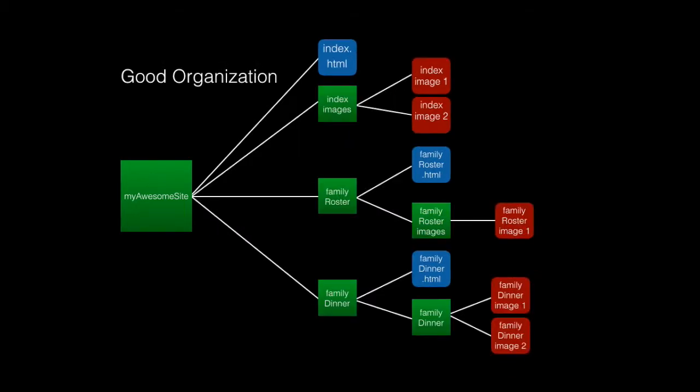So if we take a look at an example of good organization, we see that every page has its own directory. And inside of that directory, there is another directory for images. So as we get more advanced and start adding in more different types of files to our web pages, this is going to become more and more useful.